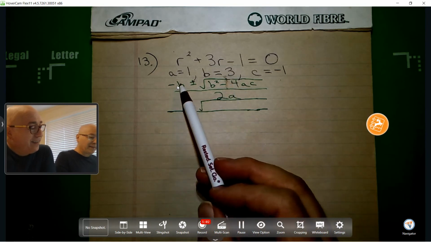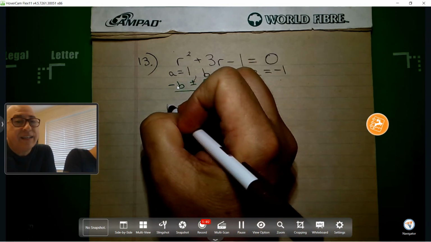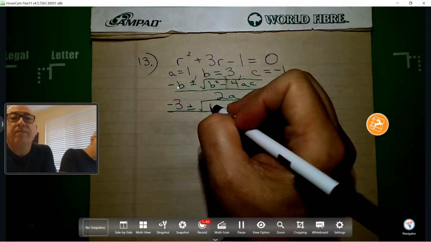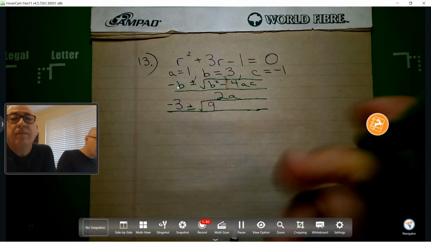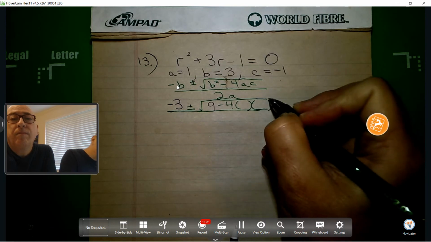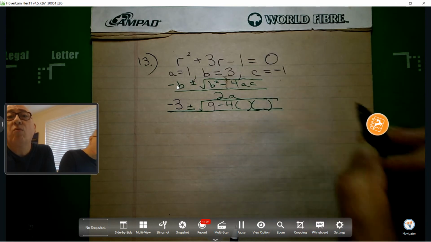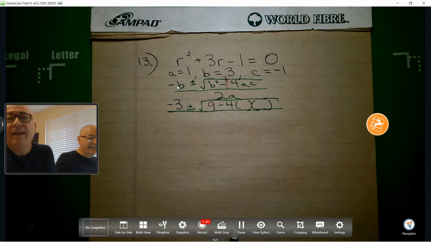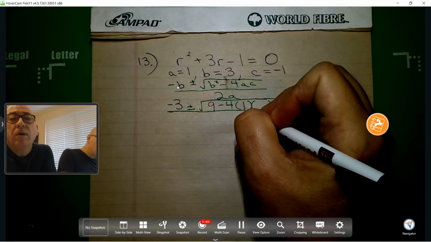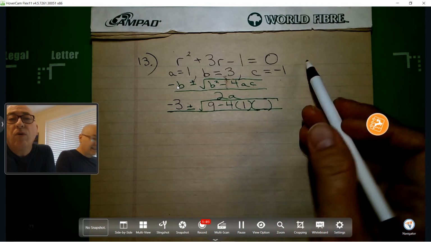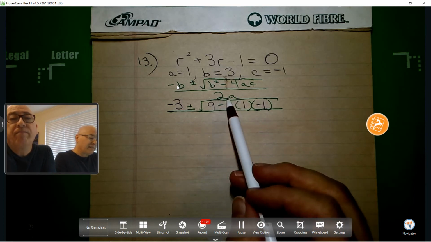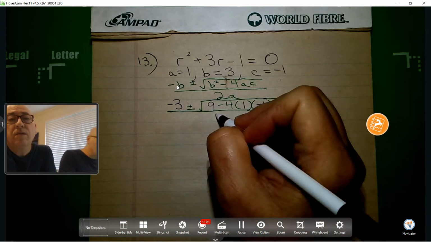Negative b. The opposite of 3 is negative 3. And b squared, 3 squared is 9. And then minus 4 times a times c. a is positive 1. I did it by habit, when I extended the radical. a is positive 1, and c is negative 1. And what about 2 times a? 2 times 1 is 2. I agree with you.